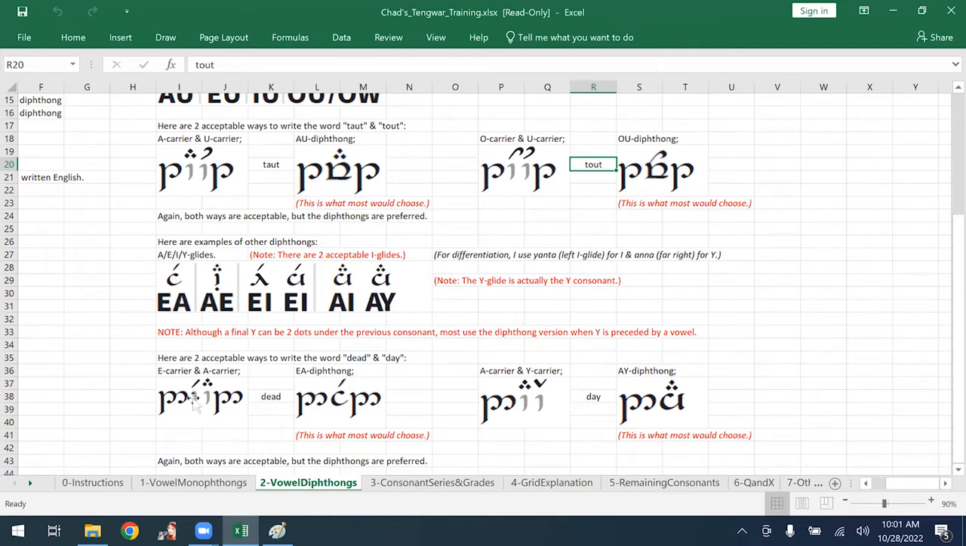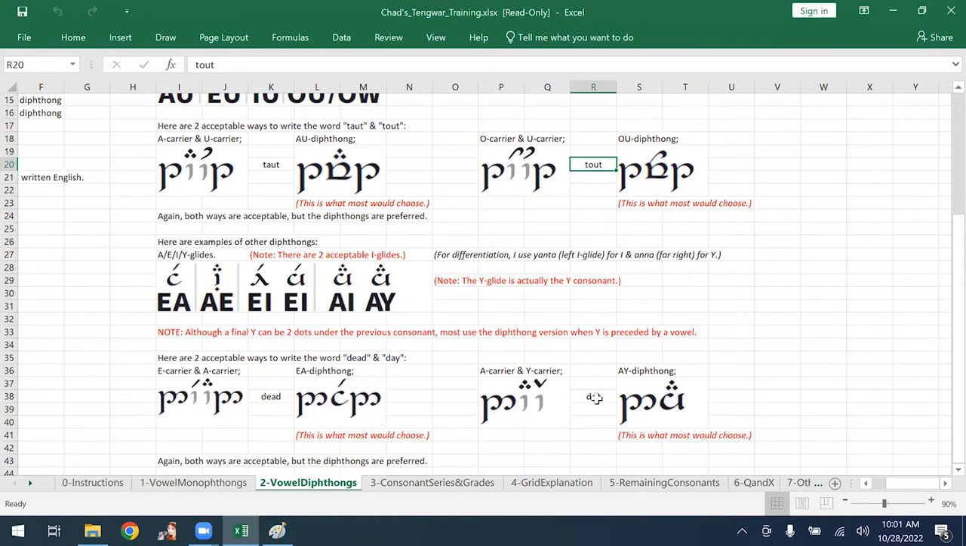But instead of doing this E carrier, A carrier, you could do the EA diphthong. D, EA diphthong, D, dead. This is the way most people would write it. So both of them are right. And if you can't remember this one, just do that.